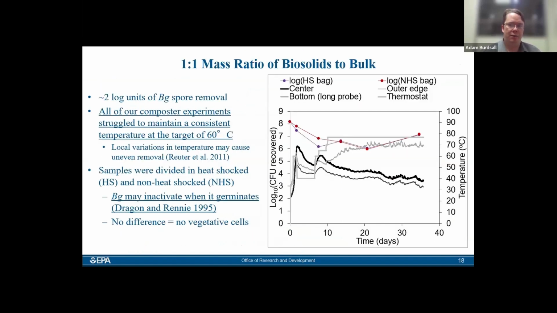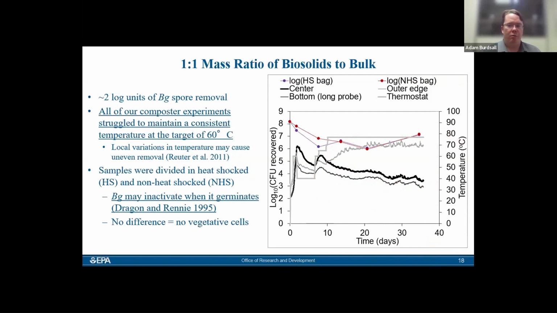So getting into the data here, let's first look at that 1-to-1 mass ratio of biosolids to bulk, starting with the y-axis like I did before. Like in the previous study, this axis is showing the amount of colony-forming units remaining in the sample, beginning at around 10 to the 8, or 100 million colony-forming units. This is for the red and purple series going forward. The right y-axis is for all of the temperature readings that we took that are plotted in grayscale, including measurements in the center, at the bottom, and at the outer edge of the composter. Plus, I plotted the thermostat set point on the warming jacket.